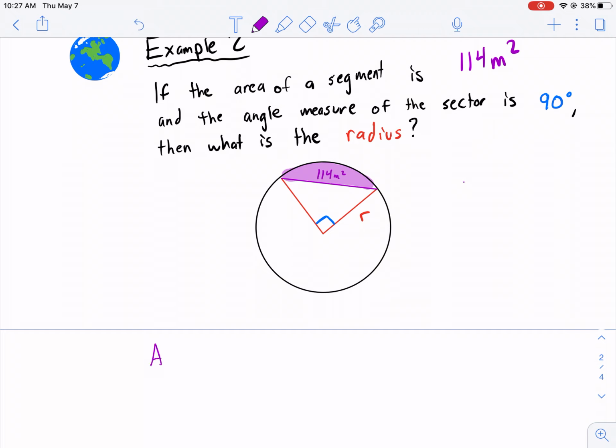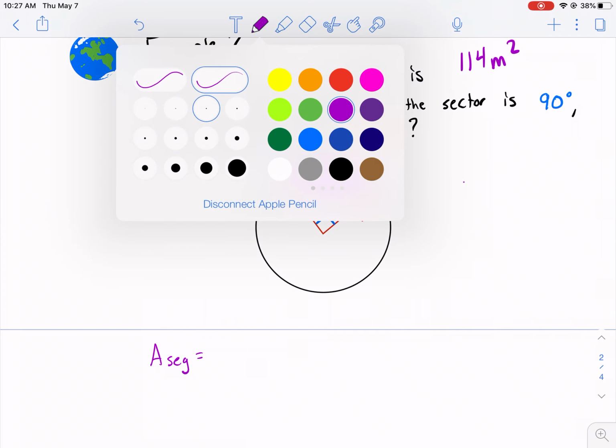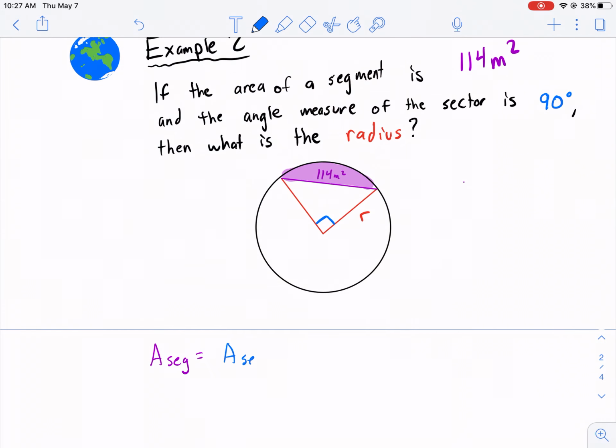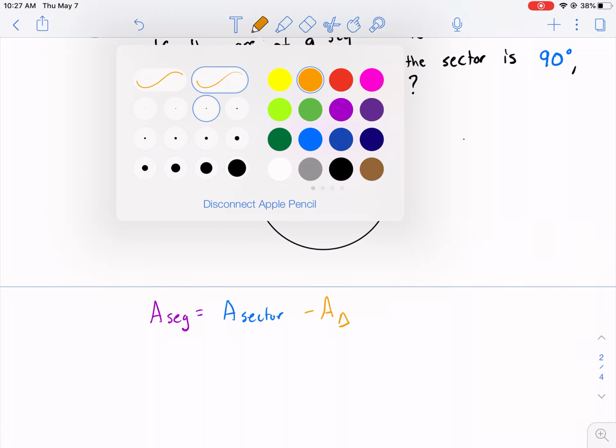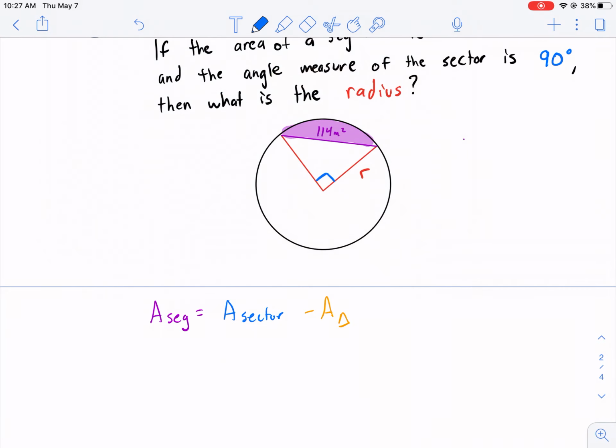So the area of a segment. We already understand the area of a segment to be the area of a sector minus, and let's use orange here, minus the area of a triangle. So we know the area of a sector to be pi r squared times your theta, your central angle or arc measure, divided by 360.